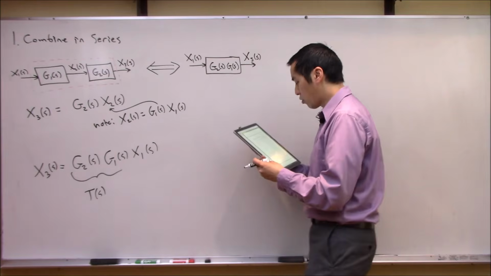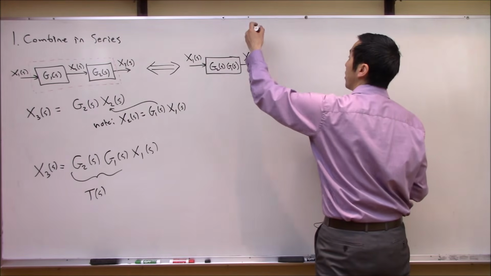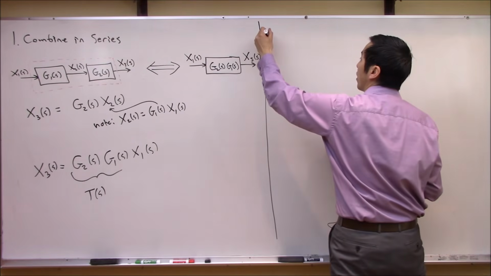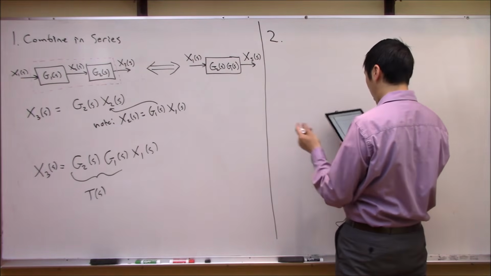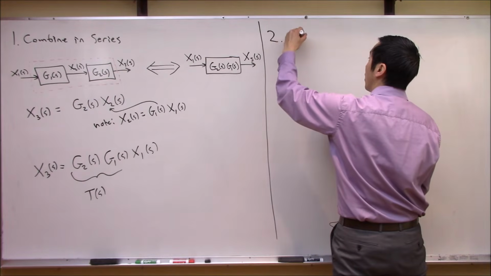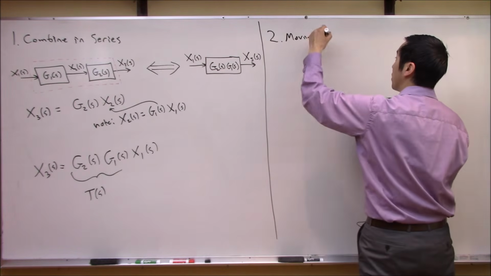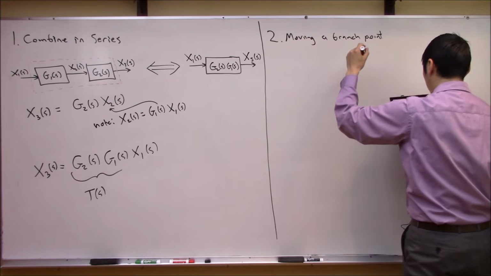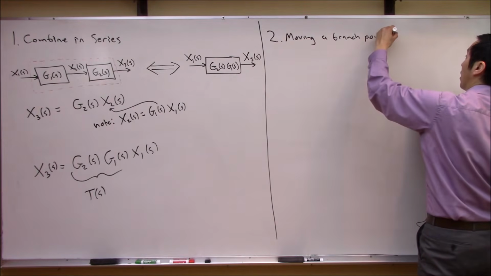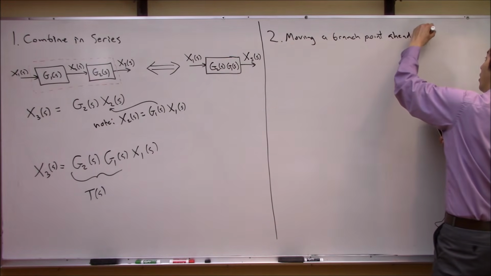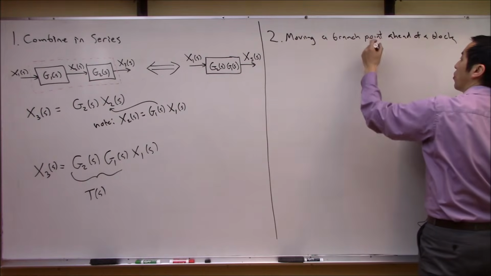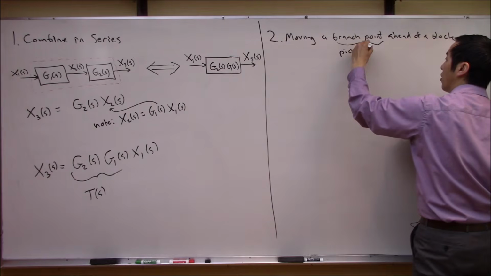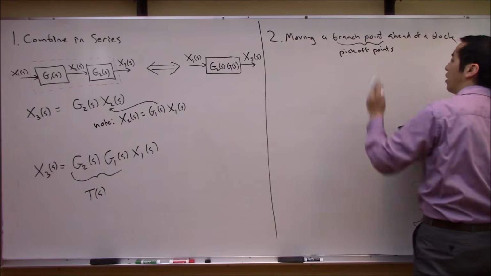Okay, great. So let's look at another operation. Maybe let's see if I can divide this board in half, and we'll flip-flop between the two. So here, operation number 2: how about the operation of moving a branch point ahead of a block. Again, branch points sometimes might also be referred to as pick-off points, and I think you'll see why in a second.